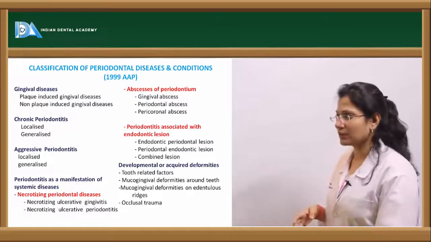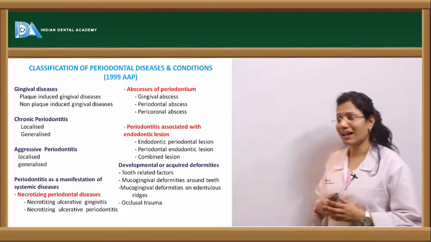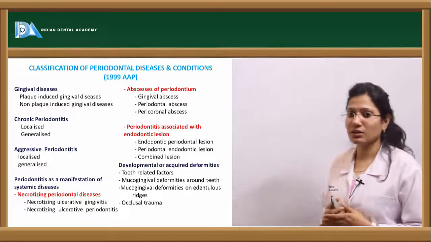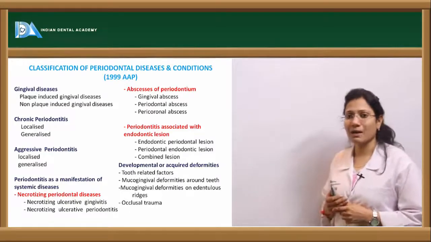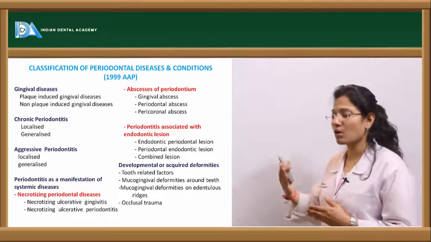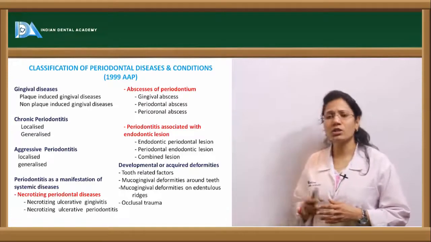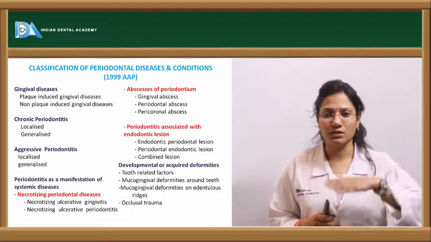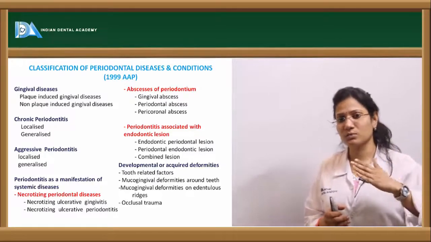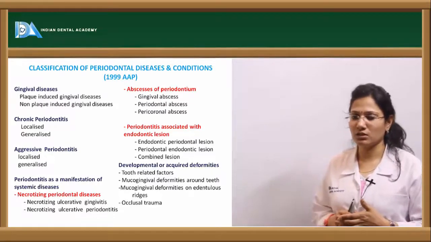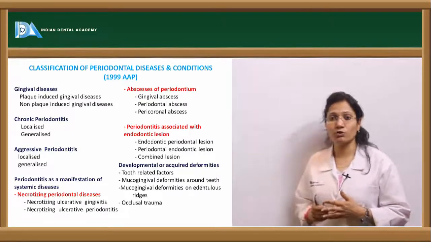Now if you see the classification in the slide, they've categorized them into gingival diseases, chronic periodontitis, aggressive periodontitis, periodontitis as a manifestation of systemic disease, and the last category being developmental or acquired deformities. Now this is the only classification system that includes even gingival diseases, whereas the other classification systems that we covered previously never included any of the gingival diseases, right? They just covered the forms of periodontitis.